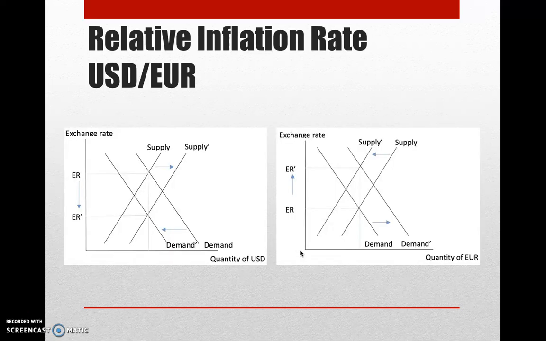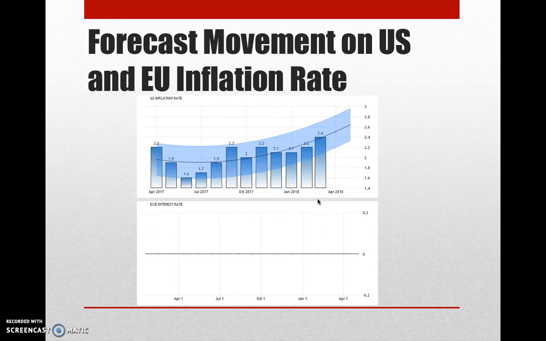On the next page, the graph on the left-hand side shows the demand curve shifting left and the supply curve shifting right. This leads to an exchange rate decrease for the US dollar. The graph on the right-hand side shows the demand curve shifting right and the supply curve shifting left. This leads to an exchange rate increase for the euro.